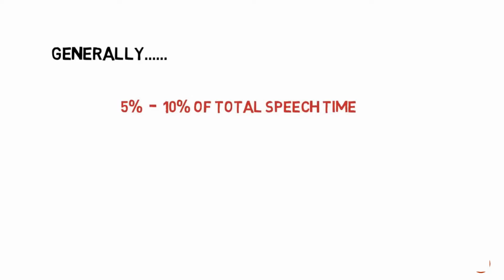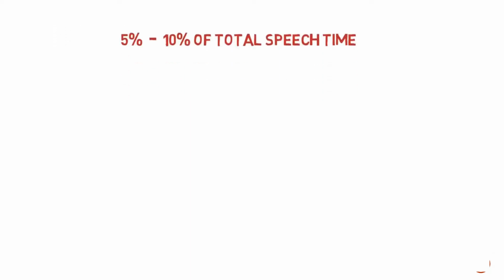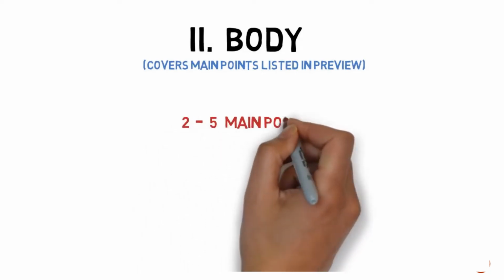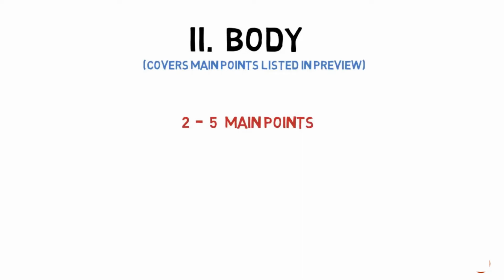Once you've gained the audience's attention and primed members to listen to your speech, move on to the body. The body of the speech should cover the main points as listed in the preview. Generally, the body should have at least 2 but not more than 5 main points. Many speeches have 3 main points. However, having 3 main points is not mandatory. You should use the number of main points that best fits your topic, trying to have at least 2 but no more than 5 main points.